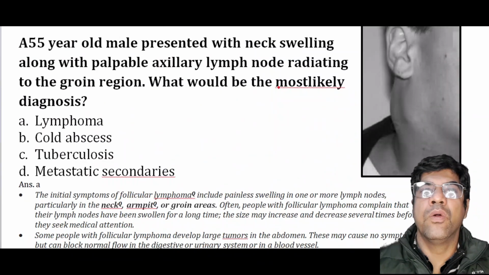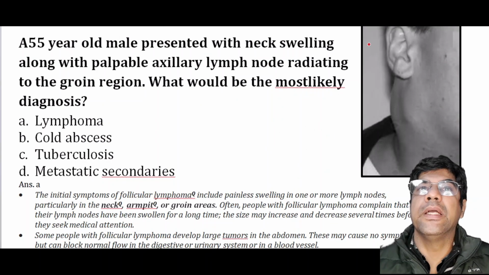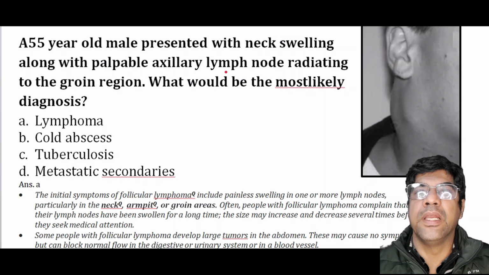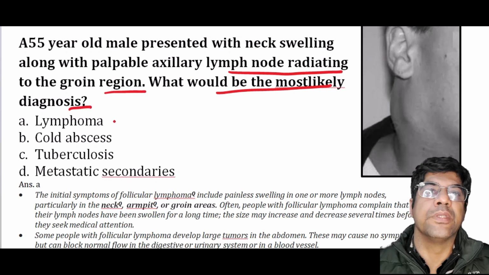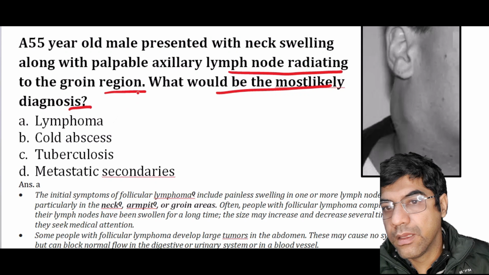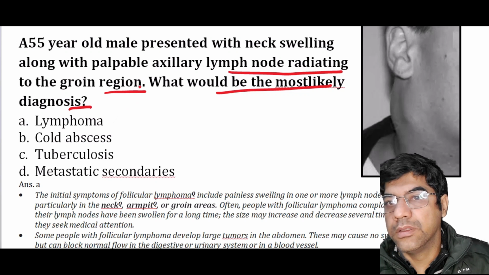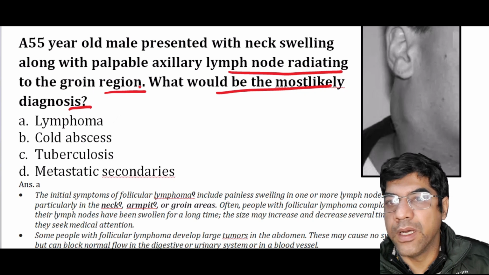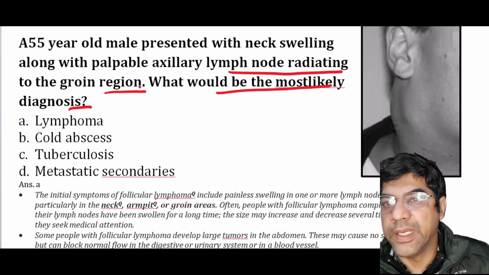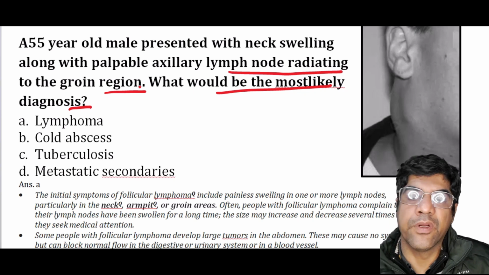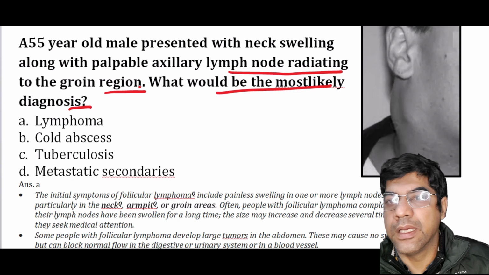A 55-year-old male presented with neck swelling along with palpable axillary lymph node radiating to the groin region. What would be the most likely diagnosis? So lymphoma, follicular lymphoma, it is the type of non-Hodgkin lymphoma and it presents with painless swelling in one or more lymph nodes. So the common location for the lymph node, they can be neck, armpit or the groin region.